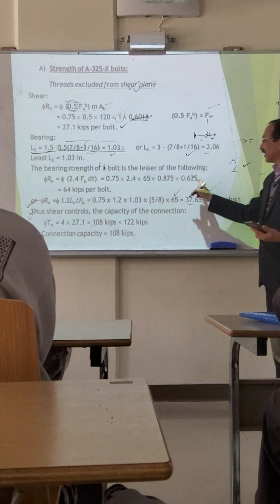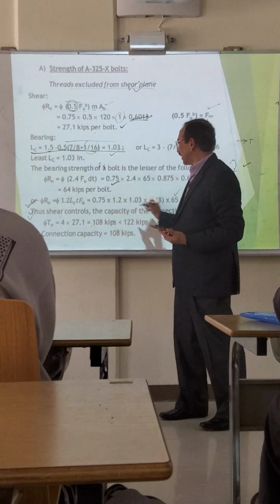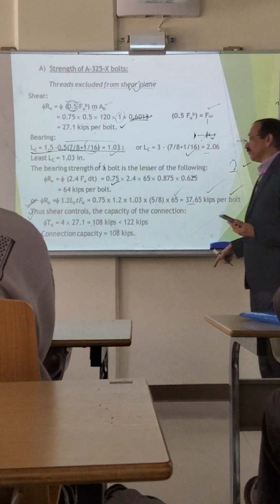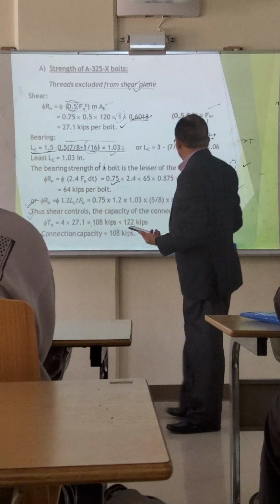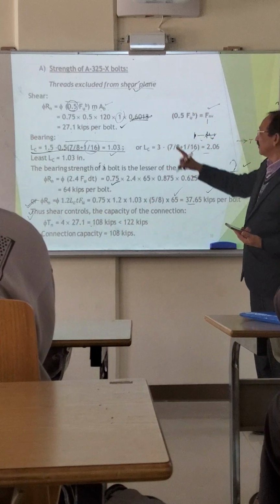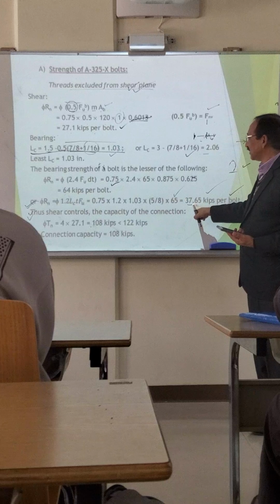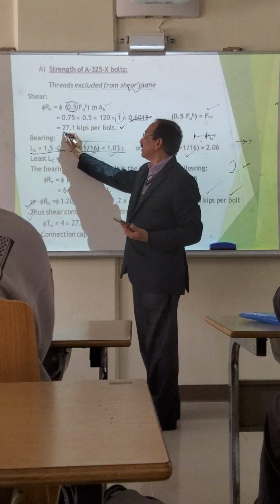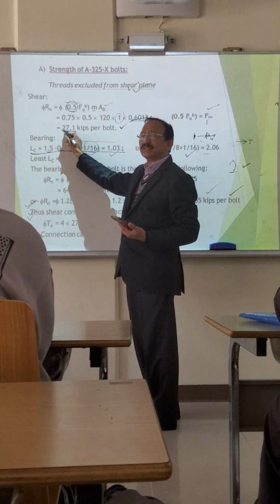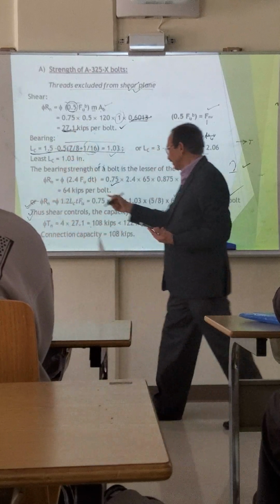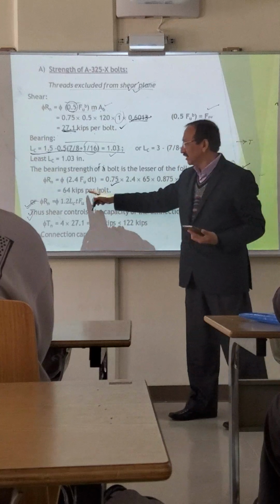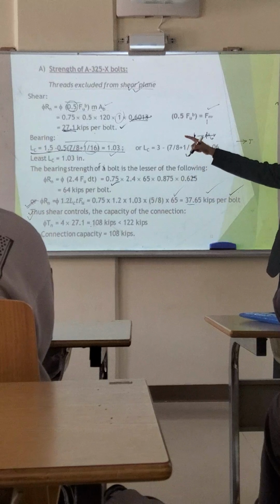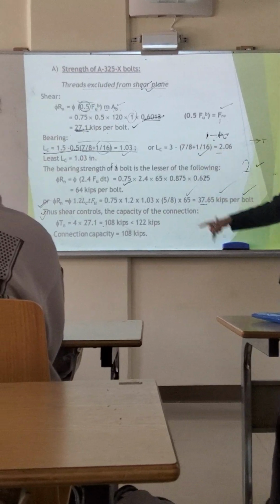Okay. So we calculated both. This is for the bolt and this is for the criteria of plate. Then the shear control. So shear is how much? 27.1 only. Bearing 37.6. Therefore, the capacity of the bolt will be only 27.1. It will fail at 27.1, which will be in the shearing. In the bearing, the values are very high, 64 or 37. So the chances of failure will be in the shearing, 27.1.